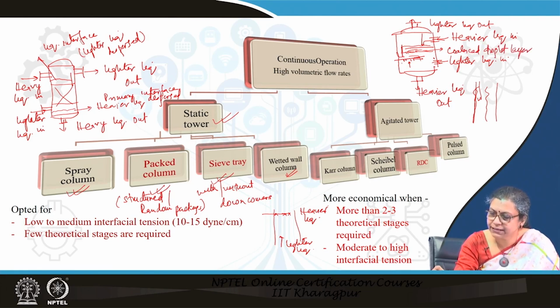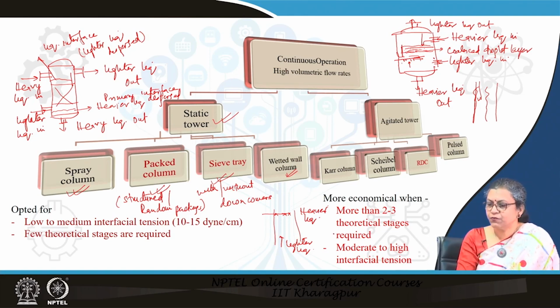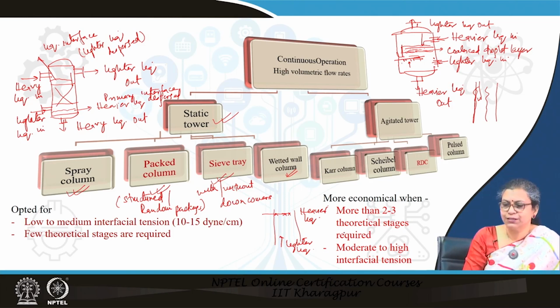and then again it gets redispersed as it moves through the perforations of the higher tray, and as it exits the next tray, it again coalesces and forms a layer of coalesced droplets just beneath the tray, recoalesces, and in that particular way it goes on. So, this was the case when the lighter liquid was dispersed.